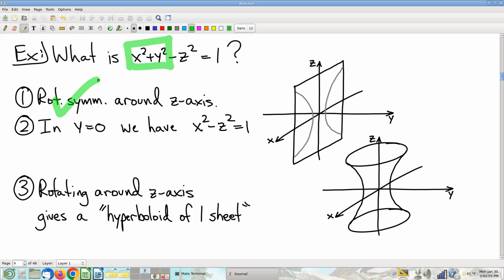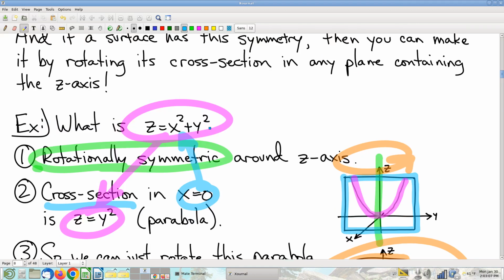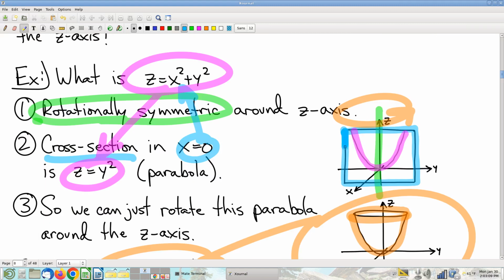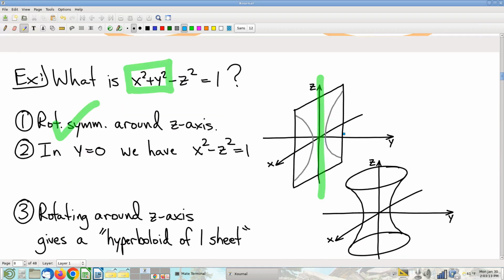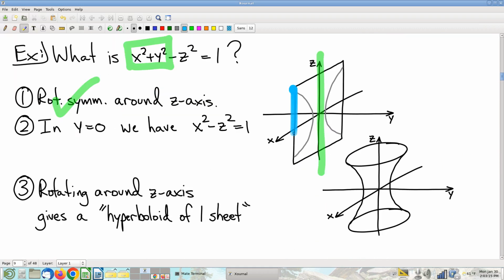Okay, so rotationally symmetric around the z-axis. That means I can look at any cross section that contains the z-axis. Take your pick. Last time I was in this situation, I picked the YZ plane. This time, just to show I can, I'm going to pick the XZ plane. It doesn't matter. Any cross section will do.